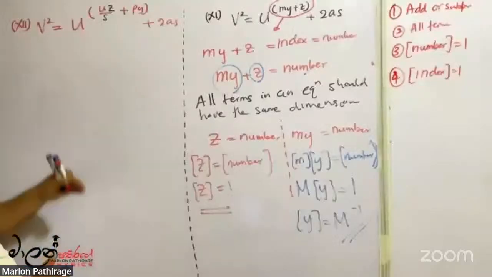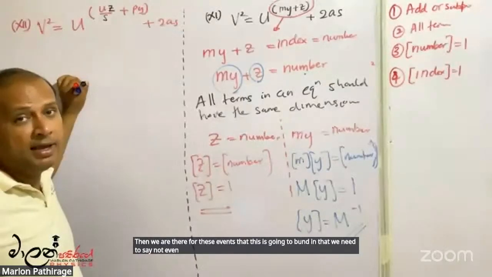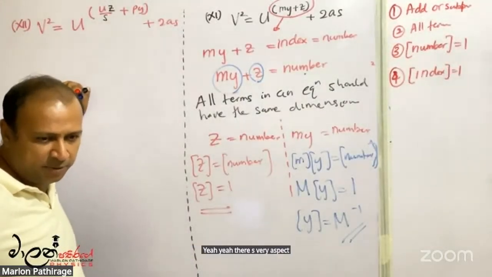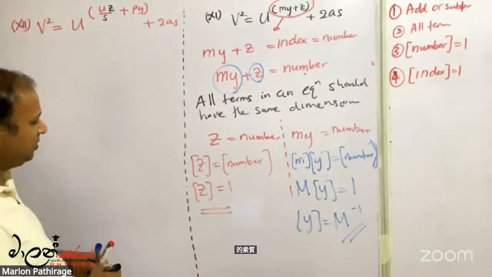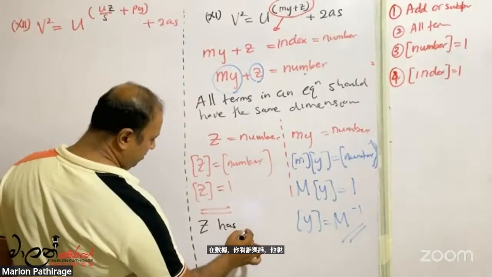Then you can do this one, okay? Look at it. Then we have to write further the dimension of z is equal to 1, then we have to say no dimension, right? That's better. You have to say, it has no dimension.